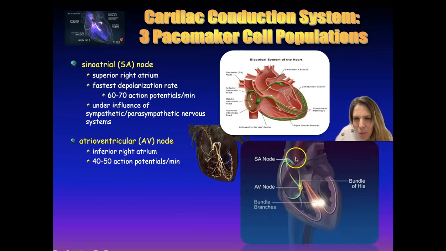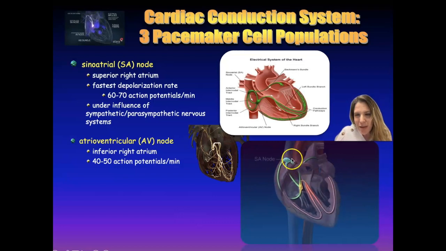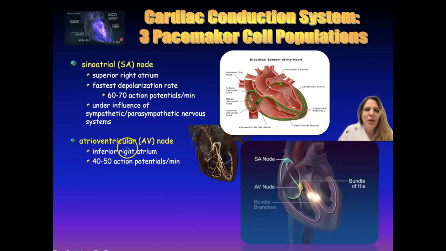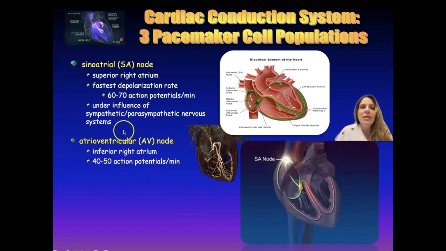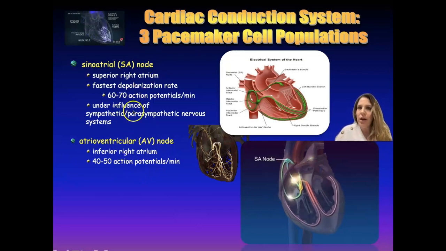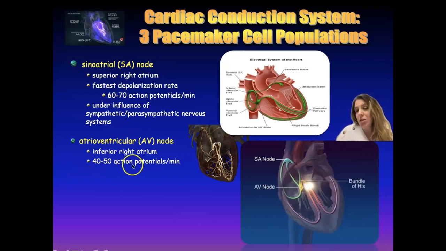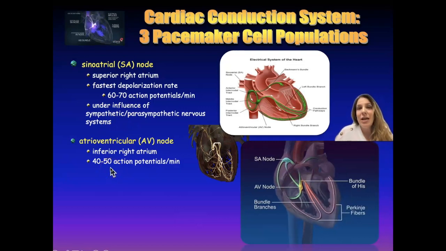And so you can kind of watch this on this animation right here. So you can see the action potential from the SA node going on down to the next one, the AV node, as well as over to the left atrium. So atrioventricular node, or AV node, this is in the inferior right atrium, and you can see that it's slower. So it's going to fire action potentials more slowly than does the SA node, 40 to 50 action potentials per minute versus the 60 or 70 for the SA node.